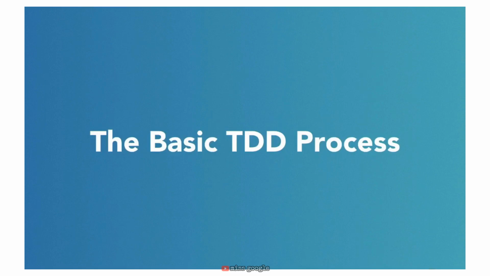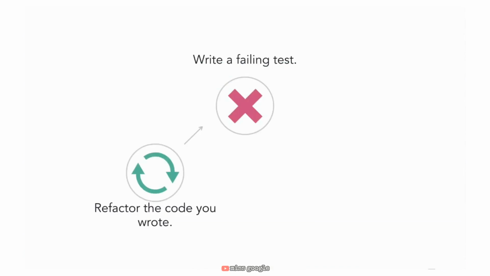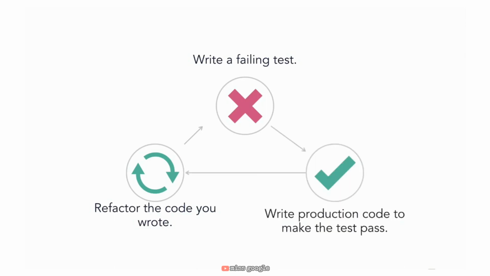And these steps are: 1. We write a failing test. 2. We write production code, but only enough to make the failing test pass. And 3. We refactor the code we wrote. And that's all there is to it. We keep going through each of these steps for each piece of functionality we want to implement. Let's go through each of these steps in a little more detail.